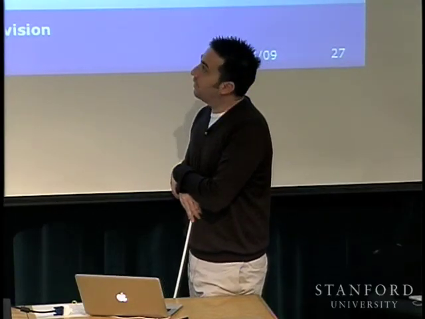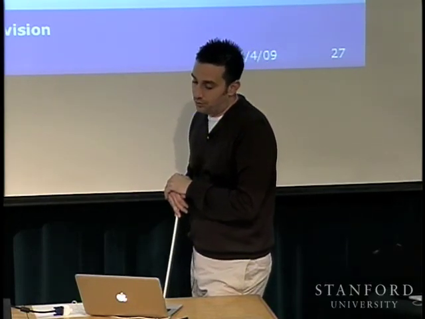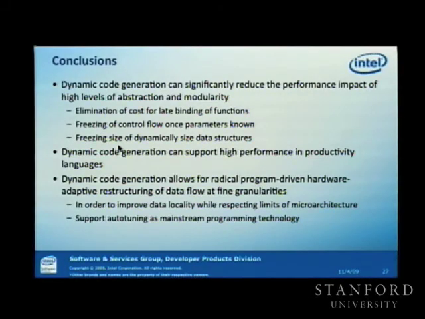So this kind of generative style of dynamic code generation, I think, is really important for getting rid of the modularity and, more broadly, productivity tax associated with modern programming techniques. Late binding, polymorphism and flexible parameter usage are really nice, but they have a performance impact, and this kind of dynamic code generation can really help.